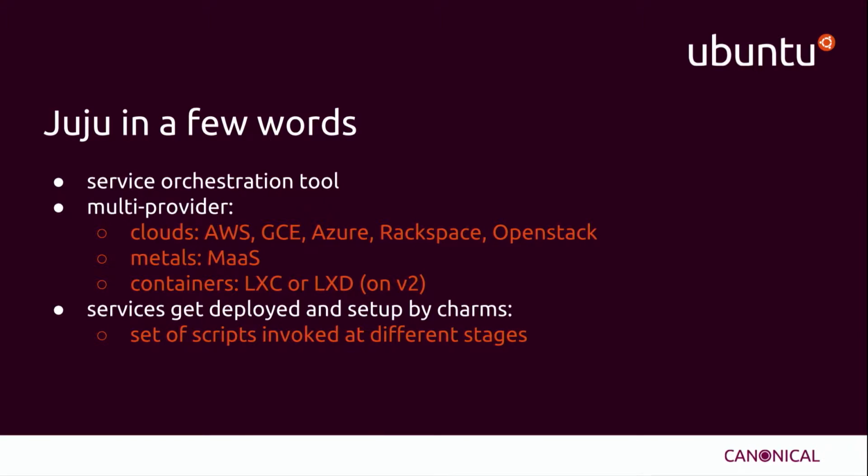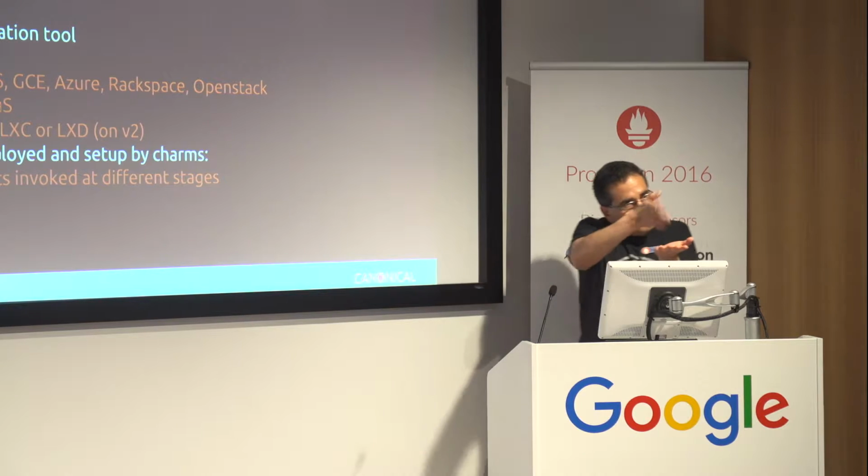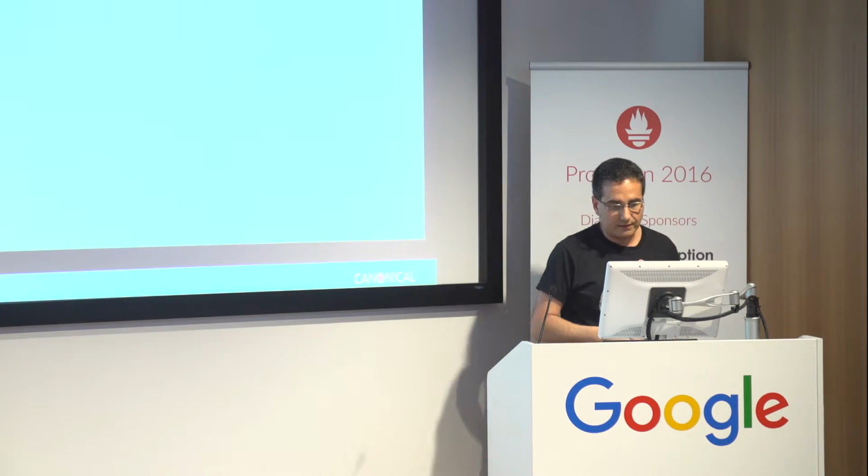To understand how we do this, I'm going to try in two minutes to explain what Juju is for those that don't use it. Essentially, it's a service orchestration tool that manages by creating and setting up VMs, containers, or metals. A key concept in Juju is that to convert a VM, for example, into an NGINX service, it has a charm, which is essentially a set of scripts that are run in different stages of this VM transformation into becoming an NGINX instance.